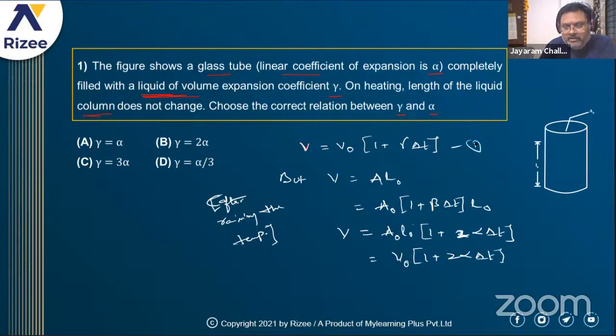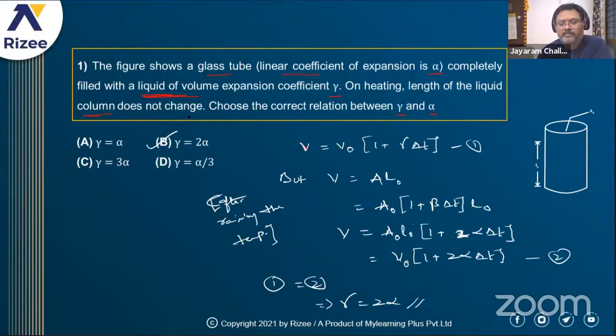Now if I consider this as equation 1 and this as equation 2, equating 1 and 2, we can cancel the common terms and show that gamma is equal to 2 alpha. So this is our relation for the first condition.